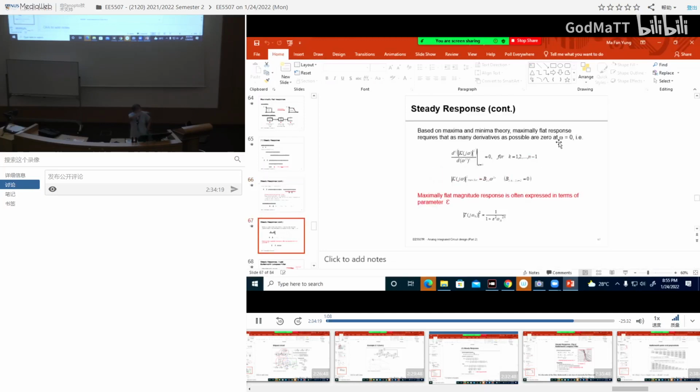And if I want it to be as flat as possible, mathematically, I know that if all my derivatives are equal to 0, I will get something very flat. So if I can write the magnitude response in this form, 1 divided by 1 plus epsilon squared times omega to the 2n, I will get a very flat response in my pass band. This flat response is what we call maximally flat.